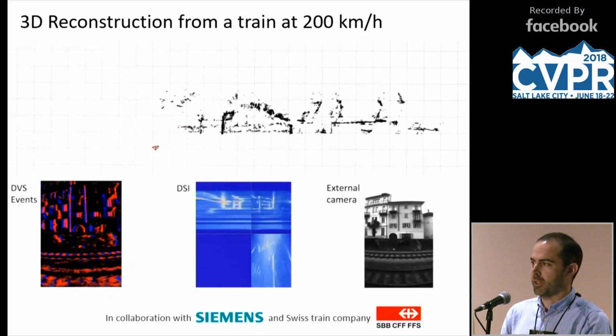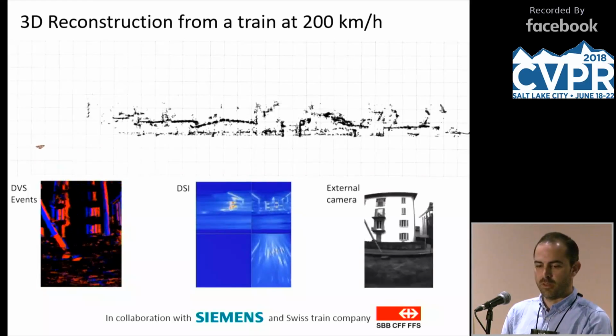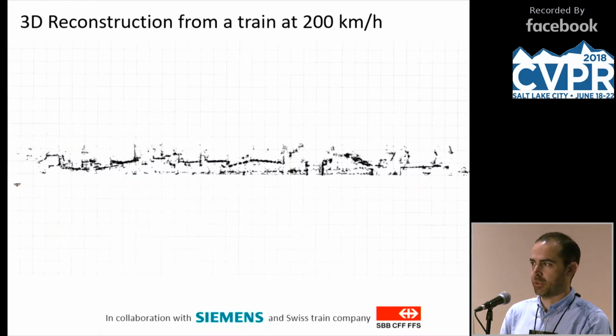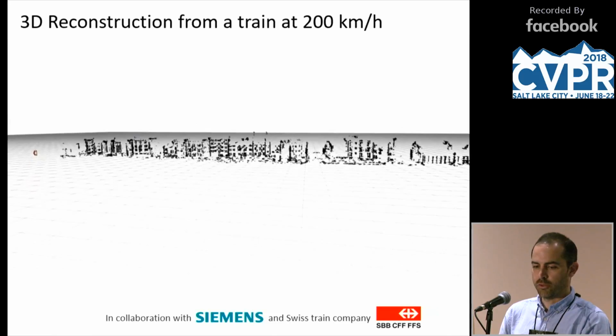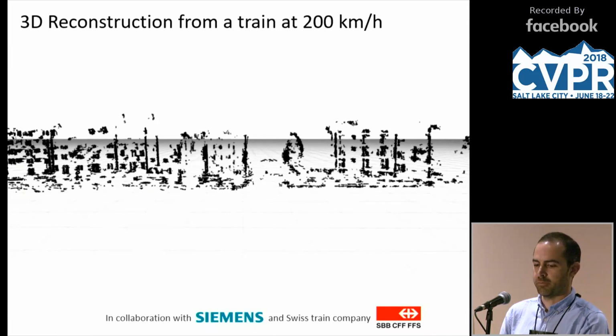Our method can be applied to obtain 3D reconstructions from a train moving at high speeds. In this example, we exploit the high-speed capabilities of event cameras to reconstruct the edges of the building facades and the trees around the train.